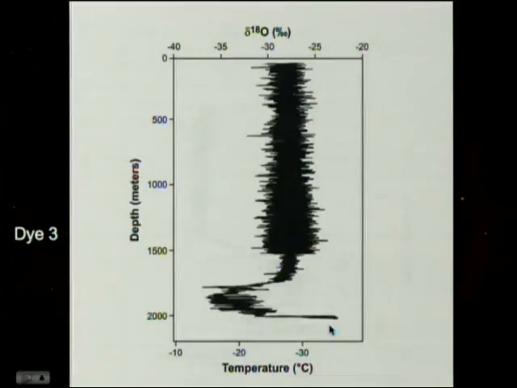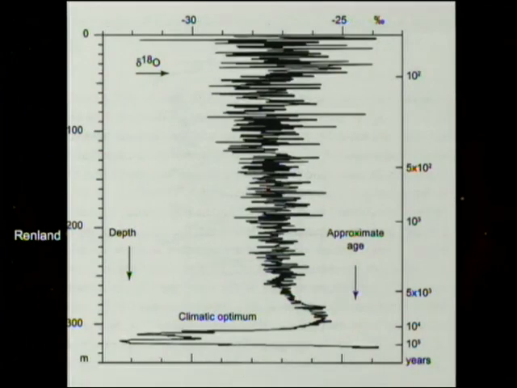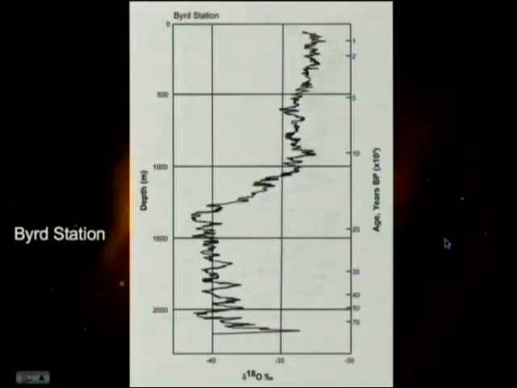Now, that's the usual pattern. Here's the Dye 3 core, and you can see oxygen 18 is wildly varying until you get down to about 1500 feet, and then all of a sudden, for some reason, it narrows and also has that same curve off to the left. Another one from Renland, which is again near the coast. Same kind of thing. Lots of variation coming down and then suddenly becoming much lower and having a swing way out to the cold region. This is Byrd Station in Antarctica. Interestingly enough, you have the same kind of pattern. You'll notice that it doesn't do this kind of jumping off to the side until you're 1,000 feet in.